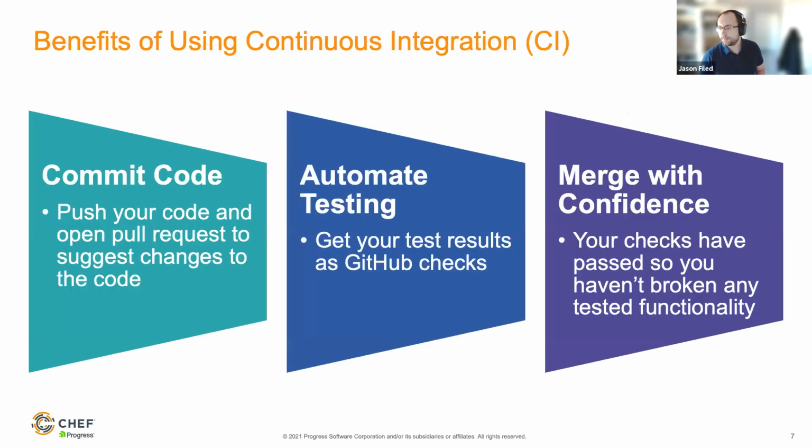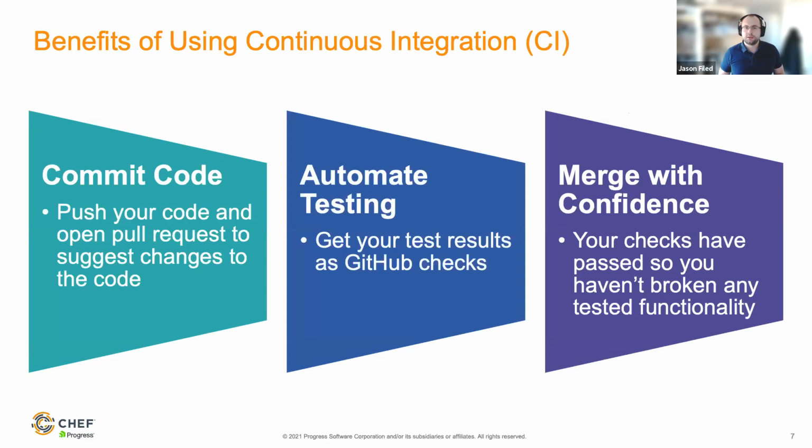Heather, next slide, please. So what are the benefits of CI? I'm sure most of us are using it, but just to go over the normal stuff again. So it's about committing code. So you want to make a change, you basically suggest that change. You want to open a pull request to say, hey, maybe I want to change a file on disk. And then we'll automatically run some tests.